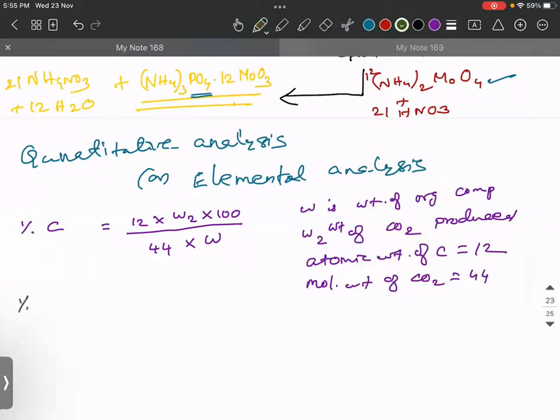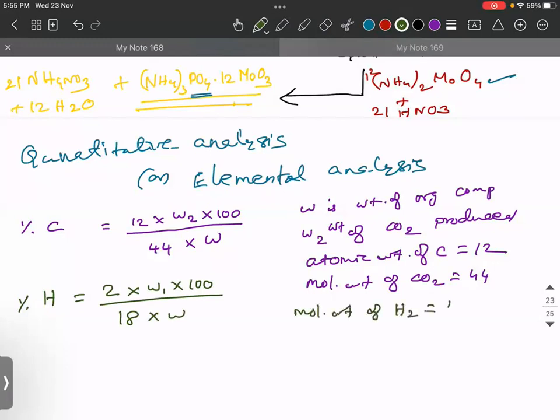So percentage of hydrogen. Hydrogen means 2 into W1 into 100, divided by 18 into W. The molecular weight of water is 18. In the water, how many hydrogens are there? 2. That's why you are putting 2 hydrogen. The atomic weight of hydrogen is 1, so 1 plus 1 is 2.